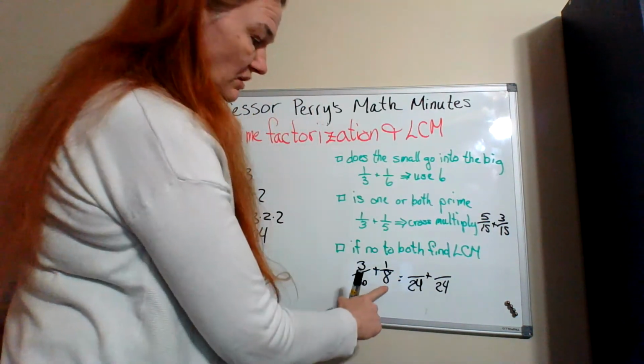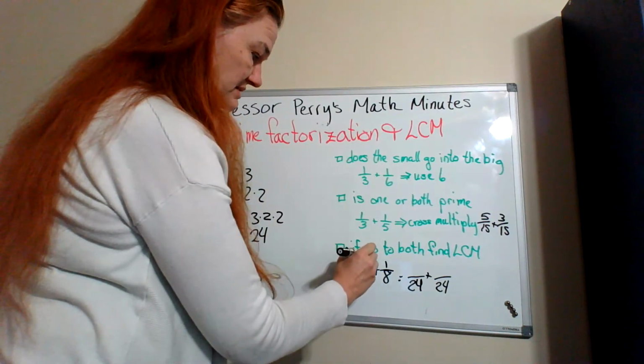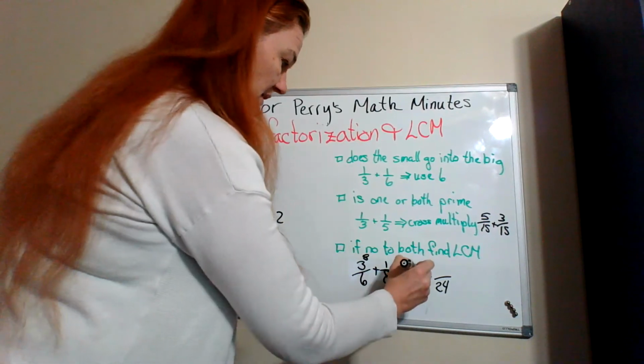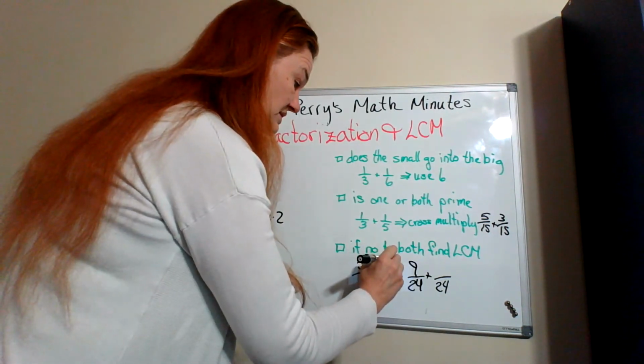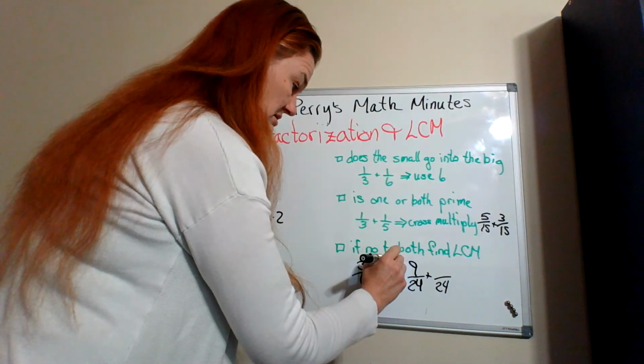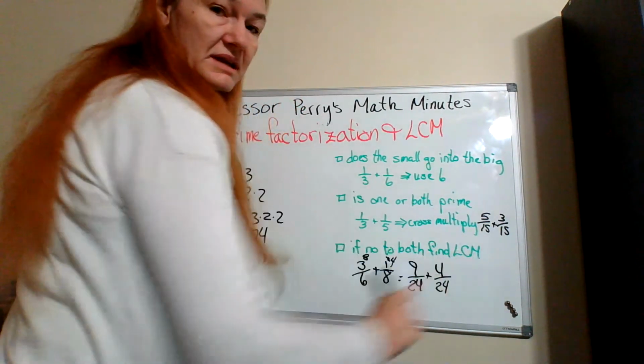Okay, so 8 times 3 is 24. So you're going to multiply this side times 3. 6 times 4 is 24. So you're going to multiply this side times 4. Then you can add.